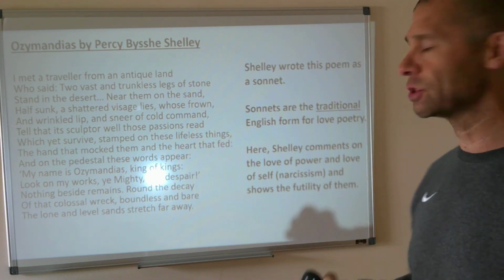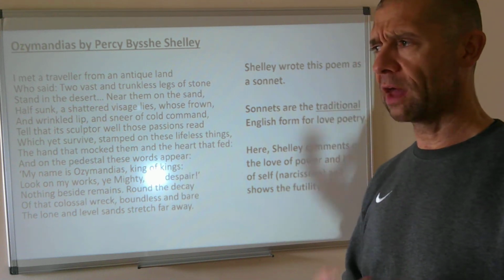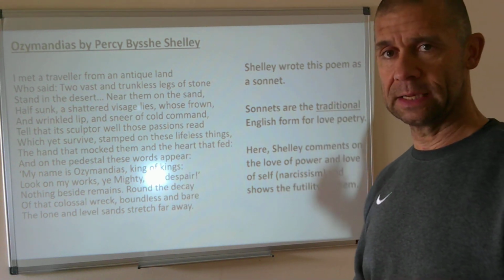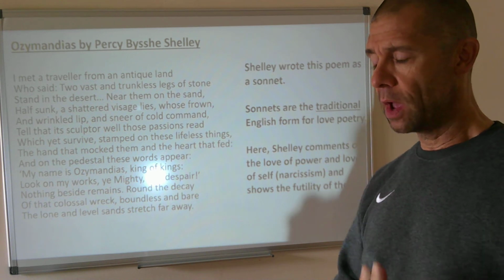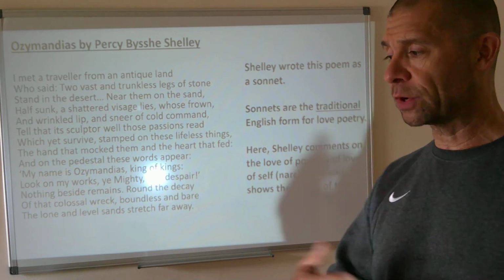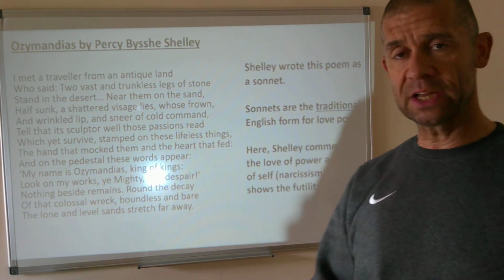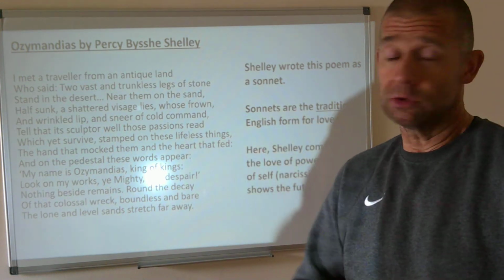And here Shelley comments on the love of power, or the love of self. Ozymandias clearly seems wrapped up in himself in this poem, and we call that narcissism. But Shelley shows us that this is pointless and futile. You can't beat time.